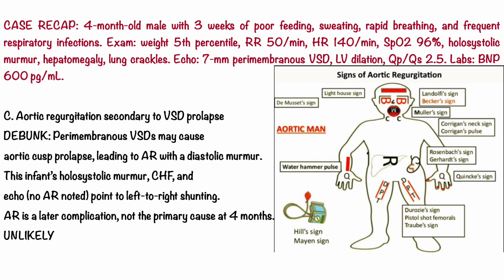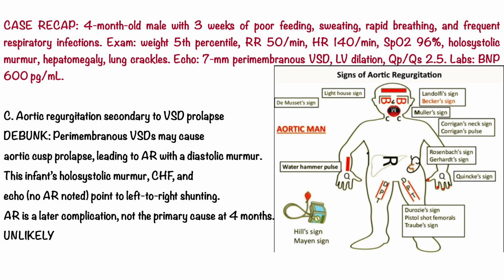And the signs of aortic regurgitation I have attached in here. There are a lot of signs, and we will discuss each of them in our aortic regurgitation cases and also in our study with me series. But right now you can only look at the names, like lighthouse sign and Landolfi sign, or Becker's sign in eyes, Müller's sign in mouth, and Corrigan's neck sign, Corrigan's pulse, Rosenbach's sign, and Gerhardt's sign, Quincke's sign, and Duroziez's sign, pistol shot femorals, Traube's sign, water hammer pulse. This is a very important sign of aortic regurgitation, which is water hammer pulse.